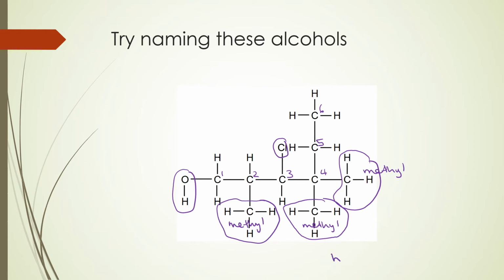So it's hex, they're all single bonded, so hexan-1-ol. We've got methyl, and we've got 3 of these, so it's a trimethyl. And they are located on 2, 4, and 4. Remember commas between numbers and dashes between numbers and words. And then we have a chloro on carbon number 3.